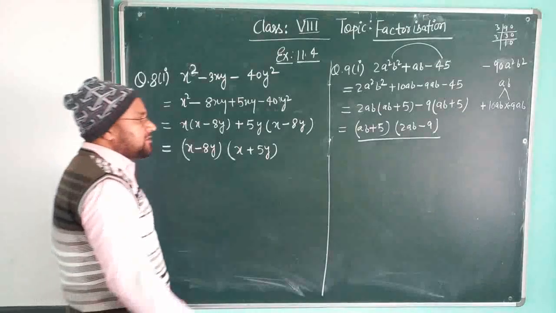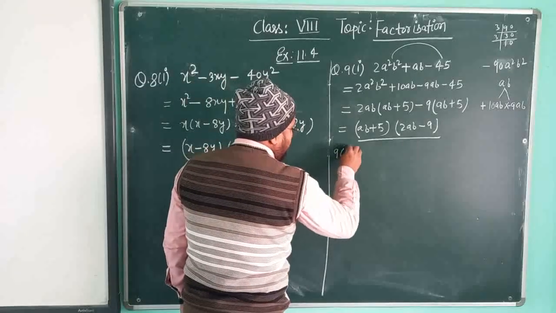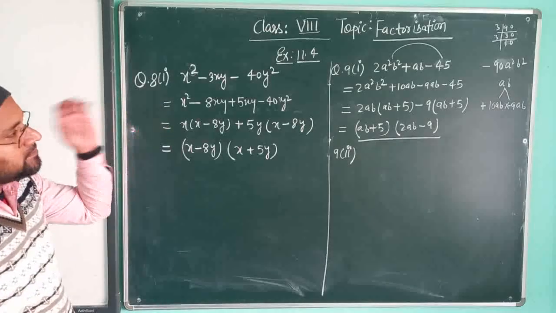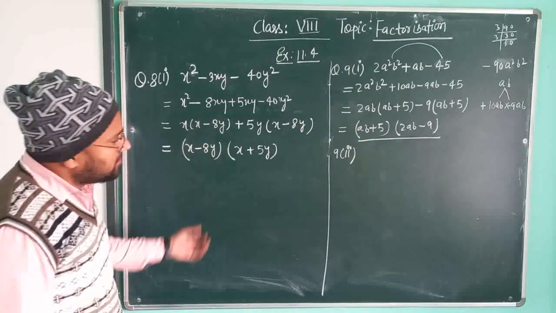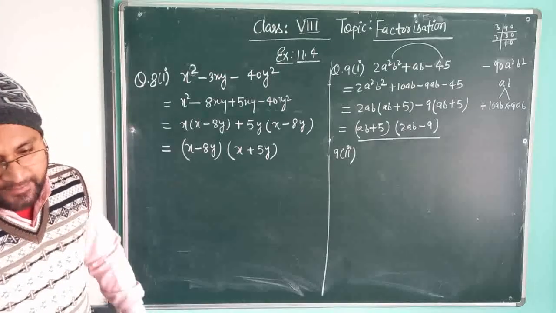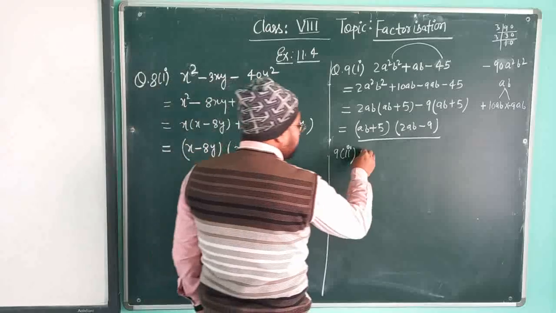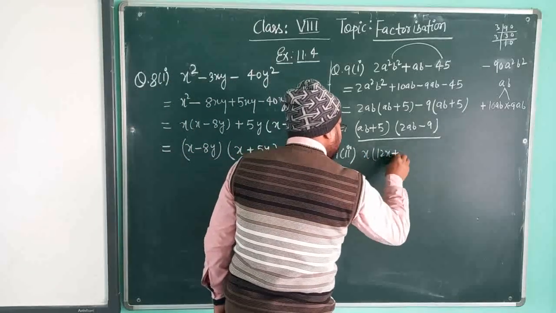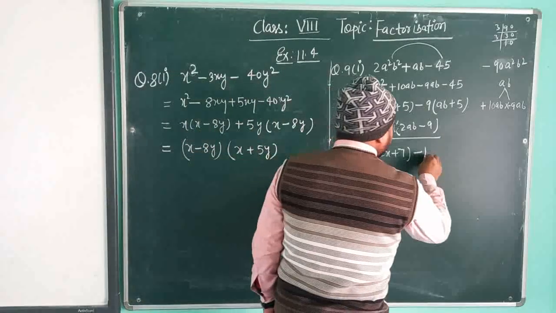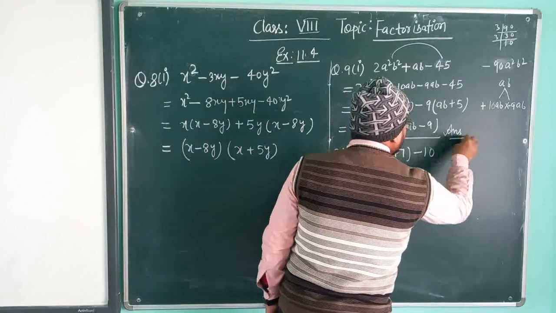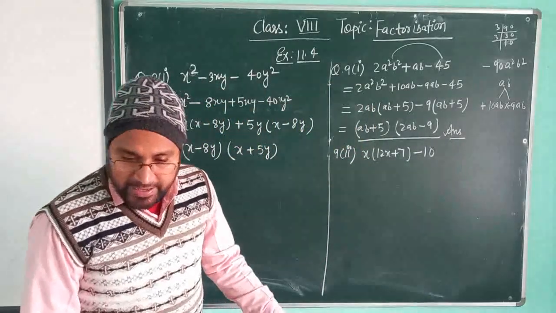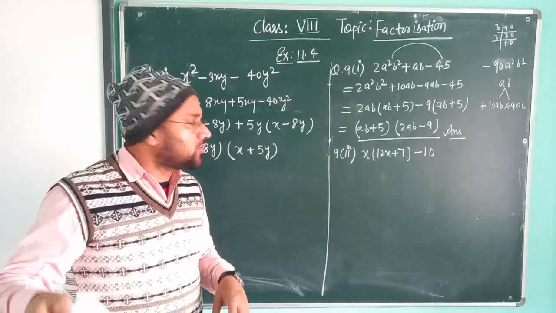Now you can see the ninth second part also. I think it is easy for you to complete this one. The second part, x in bracket 12x plus 7 minus 10. This is your question.